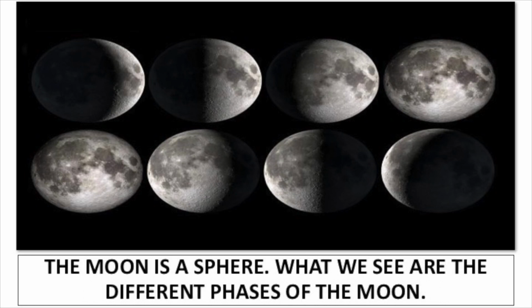The moon is a sphere. What we see are the different phases of the moon. Yes, and sphere is another word for circle. Like the Earth is a sphere, or the Earth is a circle. Most planets are round, so we call them spheres.